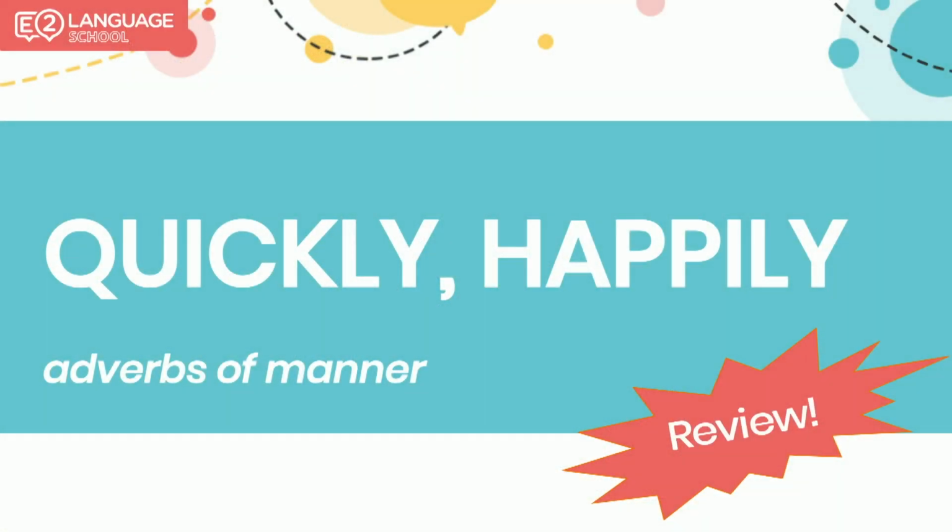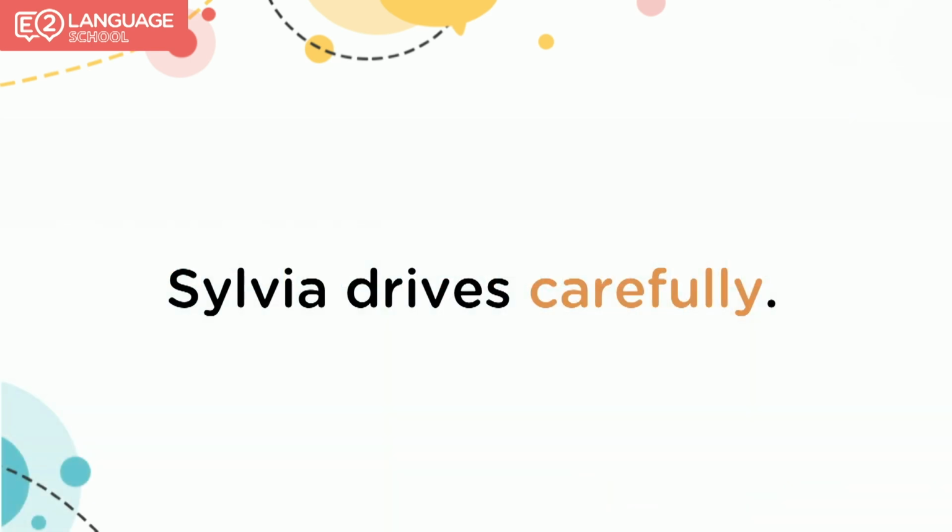In this lesson, we're going to review words like quickly or happily. These are technically called adverbs of manner, but we will call them how adverbs. So if I say Sylvia drives carefully, the adverb here, carefully, is describing how Sylvia drives.